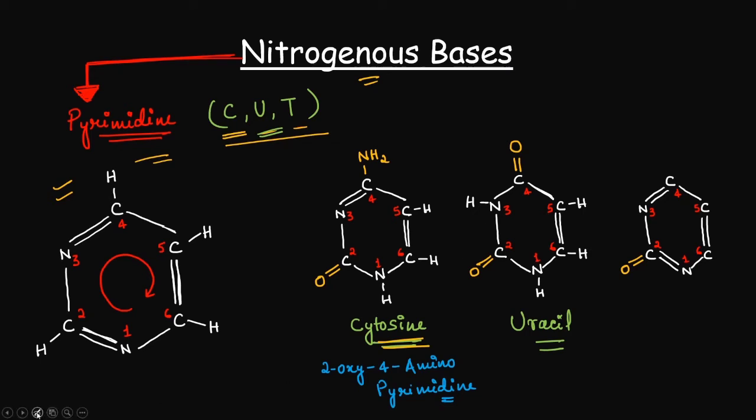Now we can also write uracil as, here second and 4th carbon both have oxy group, so we can write it as 2,4-dioxy pyrimidine.